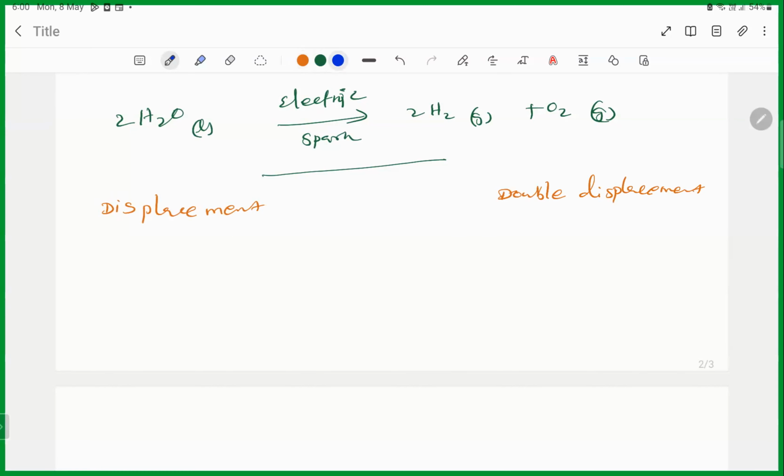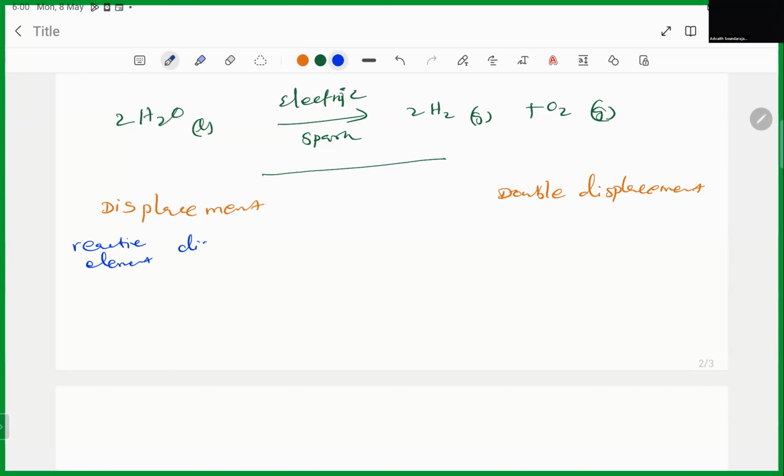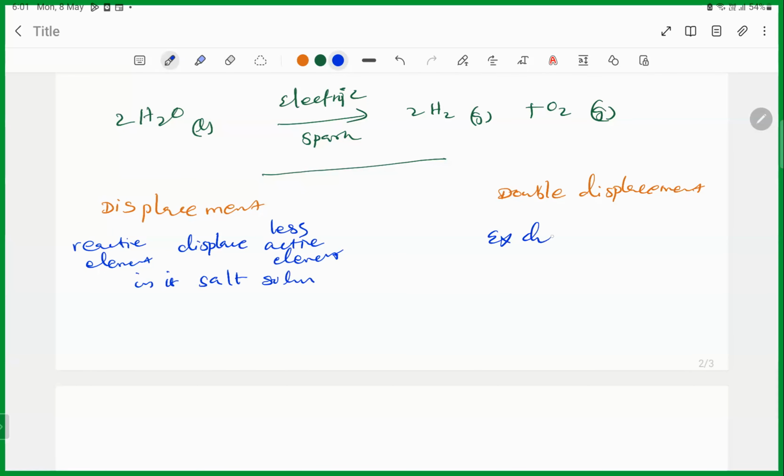So what it means is, in this reaction, a reactive element displaces the less reactive, less active element in its salt solution. What is double displacement? In this reaction, an exchange of ions happens, an exchange of ions between the reactants.